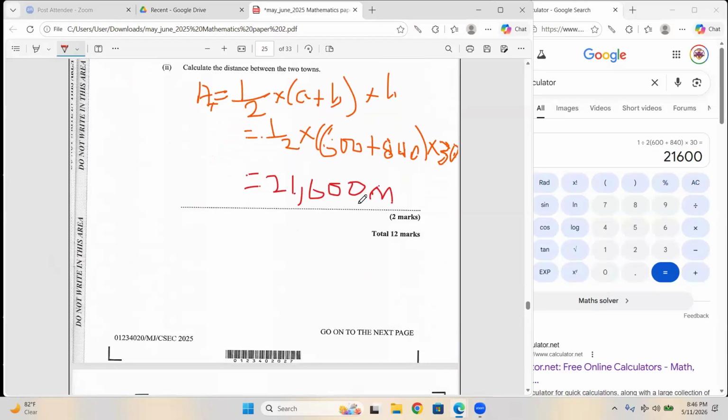So yeah, that's the end of question 8. We still have 9 and 10, you all. Let's go. If you have questions about this, feel free to ask me.